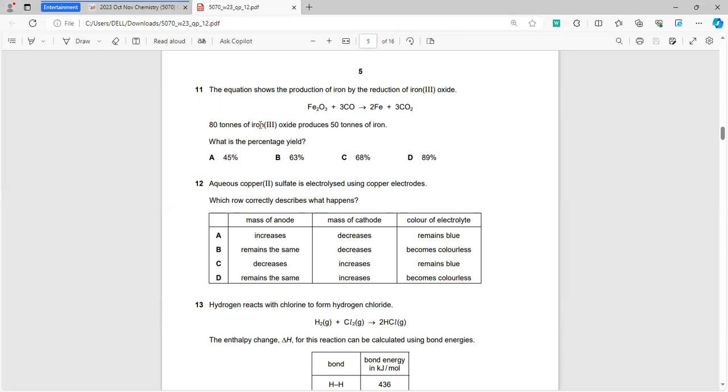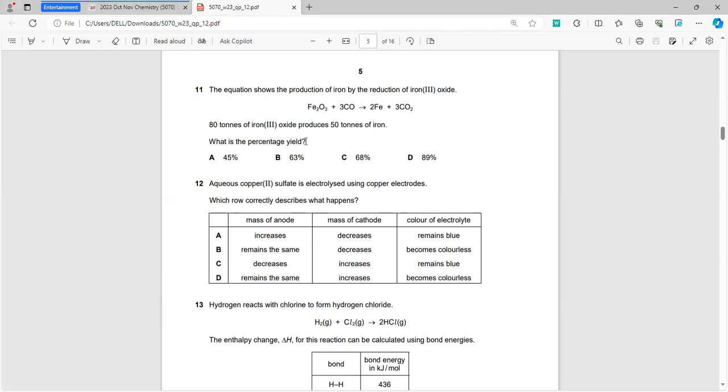Ideally, they say that 80 tons of iron oxide produces 50 tons of iron. So the ratio is 80 to 50. We'll just narrow it down. We'll do 80 divided by 50. It comes down to 8 divided by 5, which is about 1.3. So they say that 1.3 moles of iron oxide should produce 1 mole of iron.